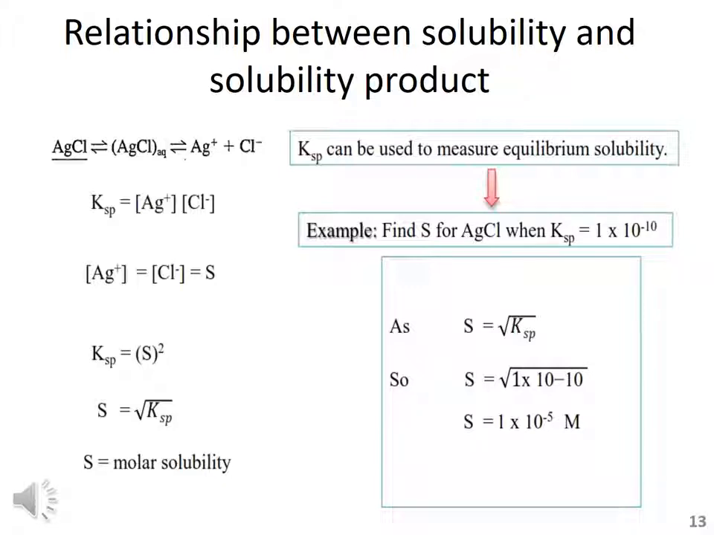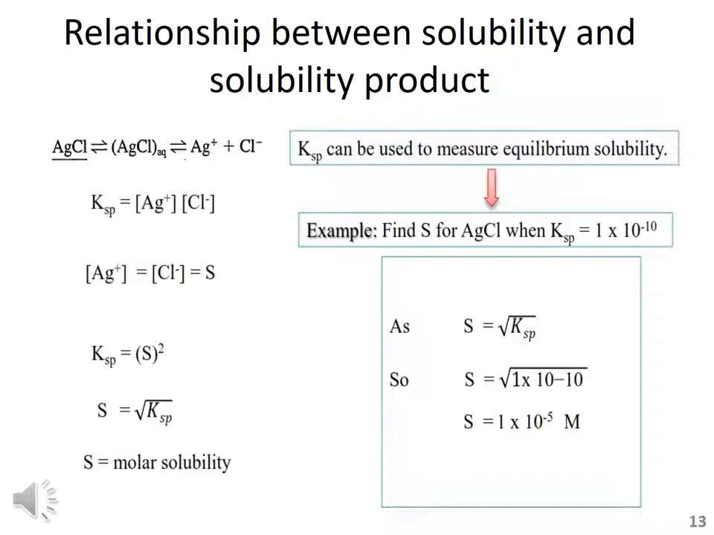So the solubility product is relevant to a sparingly soluble salt when it is dissolved in a solvent. Here in this slide you can see the solubility product of silver chloride: AgCl is equal to silver ion and chloride ion when it is dissolved, because silver chloride is a sparingly soluble salt, so it will dissociate into silver and chloride ions. When you want to calculate the solubility product, it will be Ksp equal to the silver ion concentration times the chloride ion concentration.